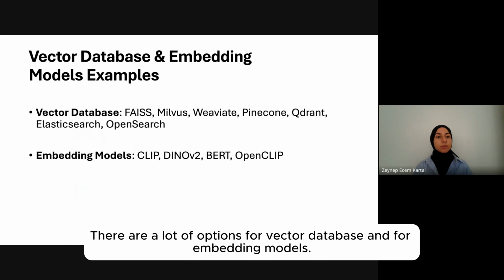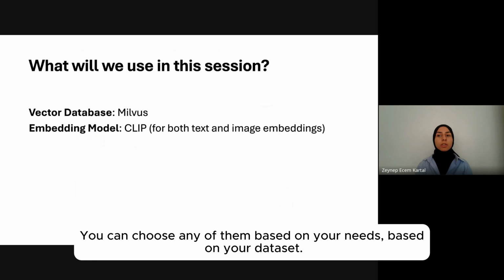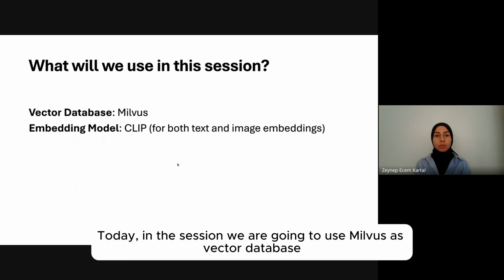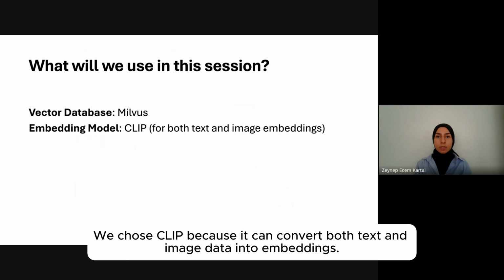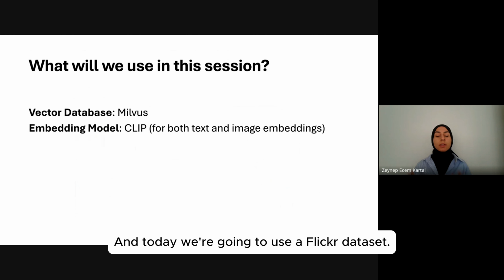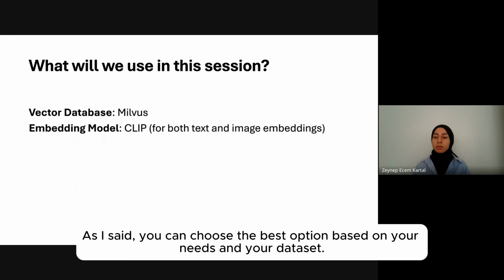There are a lot of options for vector databases and for embedding models. These are some of the popular ones. You can choose any of them based on your needs, based on your data set. Today in the session, we are going to use Milvus as vector database and CLIP as embedding model. We chose CLIP because it can convert both text and image data into embeddings. And today we're going to use a Flickr dataset, and it contains both text and images. So CLIP was the best option for us. As I said, you can choose the best option based on your needs and your dataset.